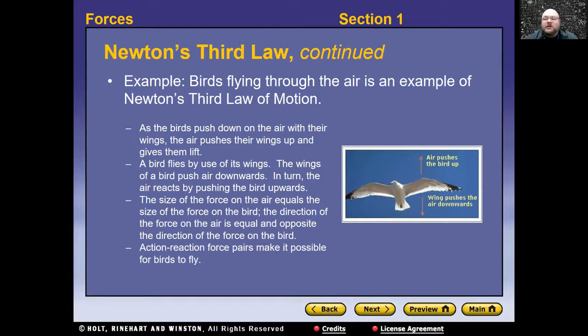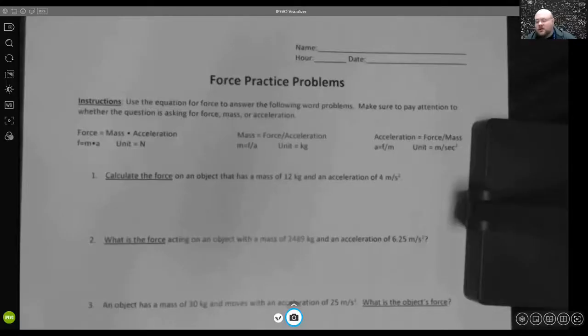Here we're going to shift gears a little bit, go back to Newton's second law, and look at how to calculate force based on what we know about Newton's laws. These are some examples of force practice problems.